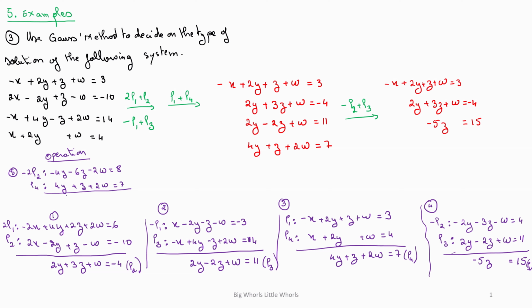So we have minus 5z equals 15. I hope everything is fine. So this is going to be our new row 4. Let me write it here. Our new row 4 is minus 5z equals 15.